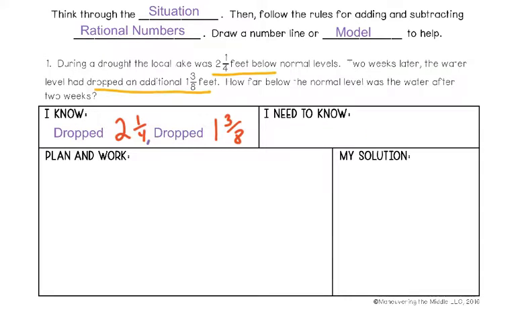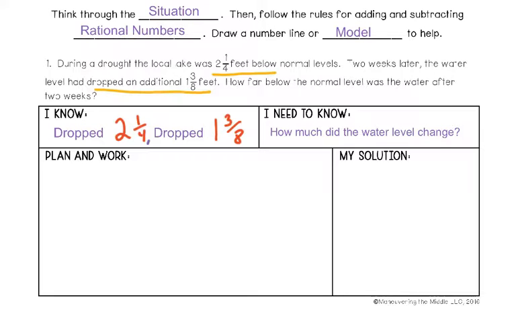The thing you need to know is almost always going to be in the last sentence. It says how far below was the normal water level. So we need to know how far did the water level change. So we want to know how much did the water level change after 2 weeks. So we're going to go through and make a plan for how we're going to solve this problem.